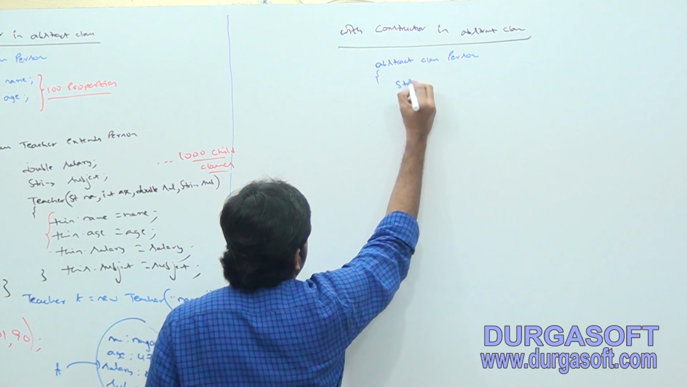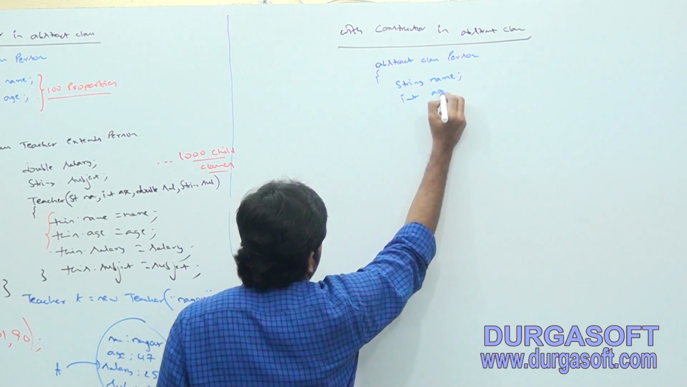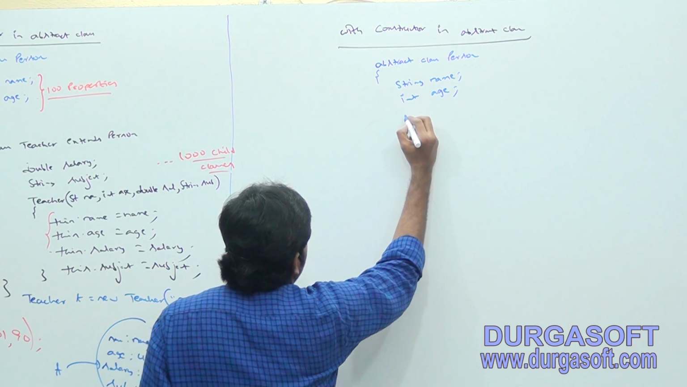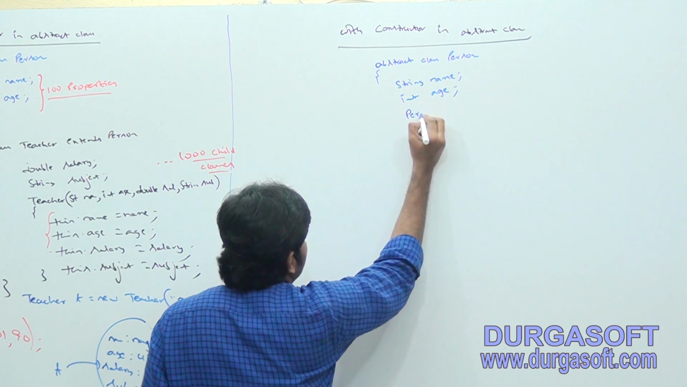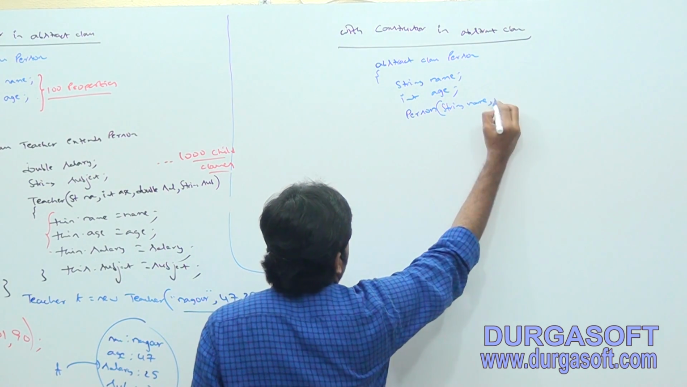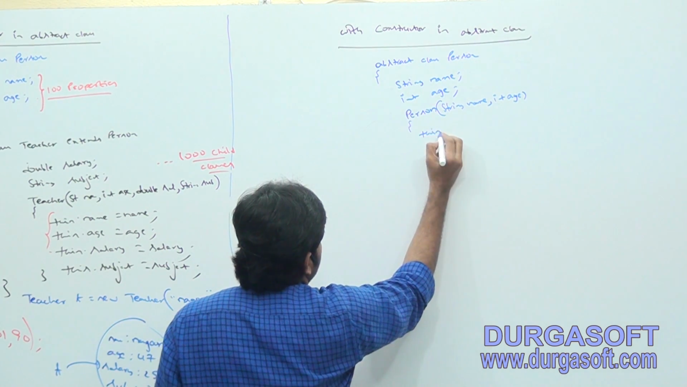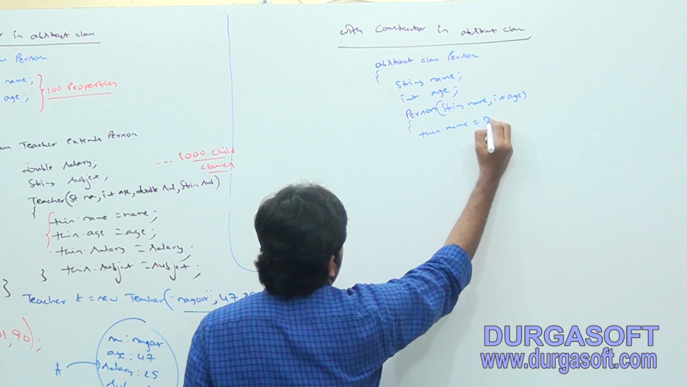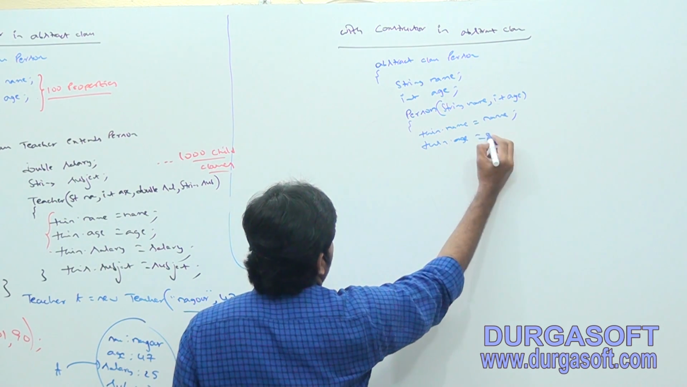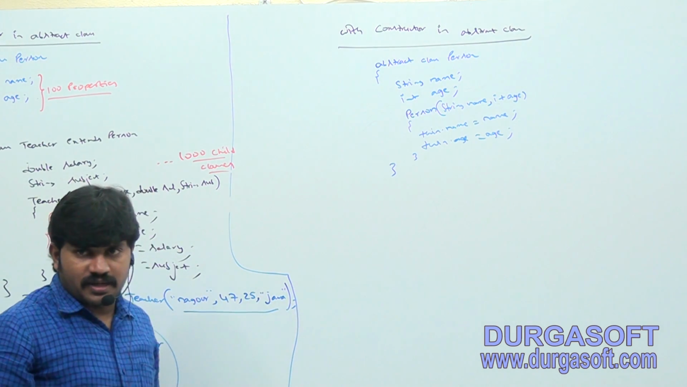Here String name, int age. Next, let me take a constructor, sir. Person of String name, int age. this.name is equal to name. this.age is equal to age, sir. Are you getting? Up to this is clear.